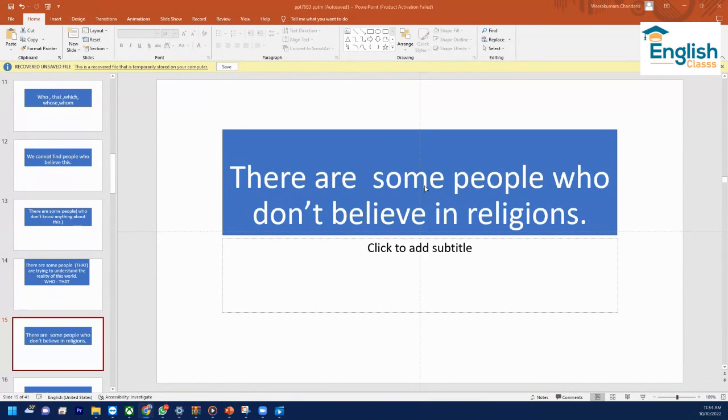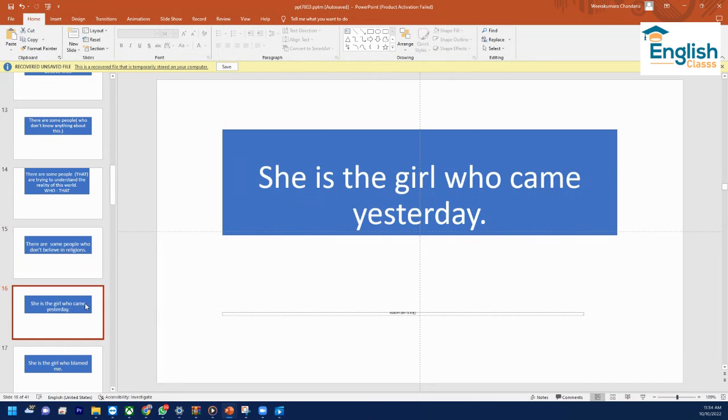There are some people, that is the main clause here, and the relative clause is who don't believe in religions. The relative clause starts with the relative pronoun. In this sentence, the relative pronoun is who. Next example, she is the girl who came yesterday.